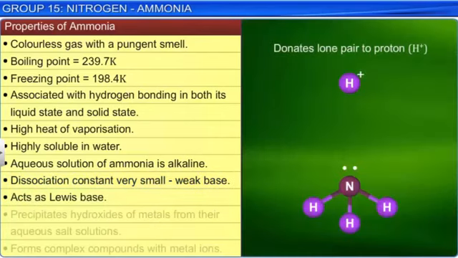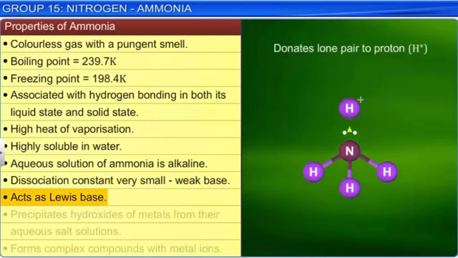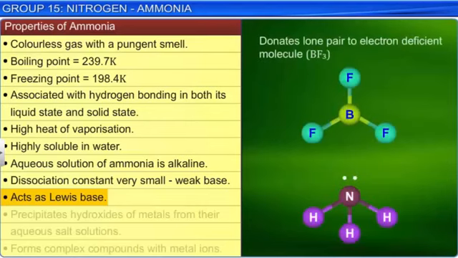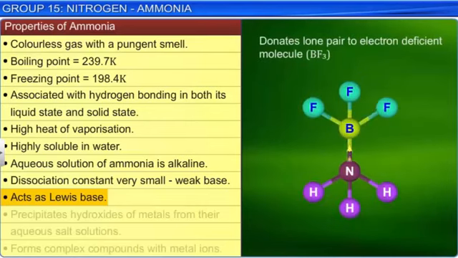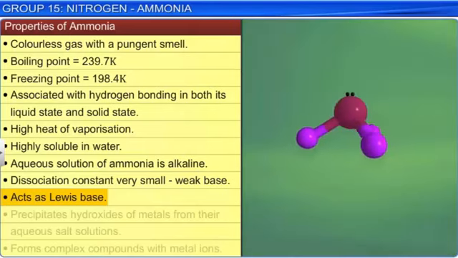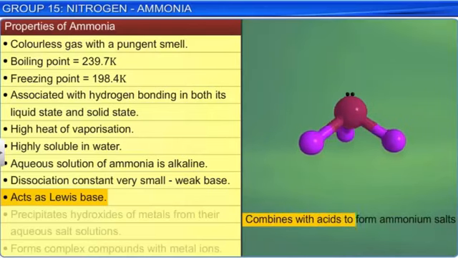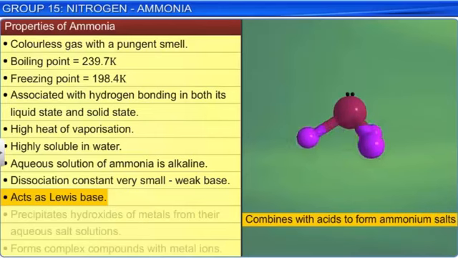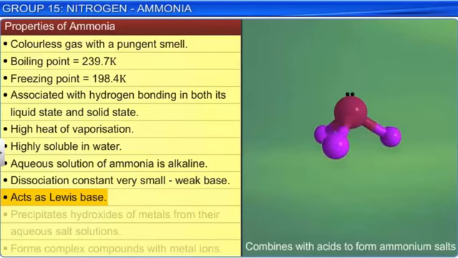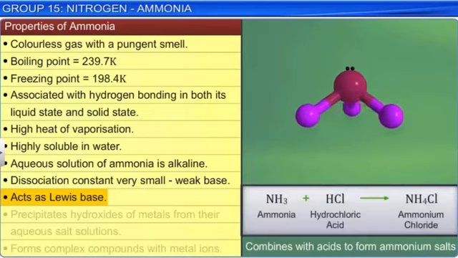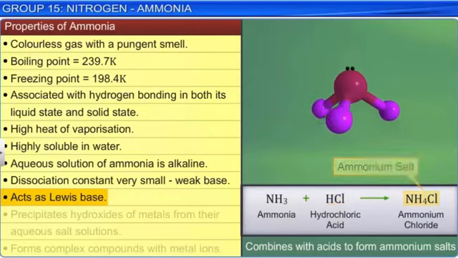You know that ammonia acts as a Lewis base as it has a tendency to donate its lone pair of electrons to a proton or other electron-deficient molecules. Owing to its basic character, it combines with acids to form ammonium salts. For example, when passed through a solution of hydrochloric acid, it forms ammonium chloride.